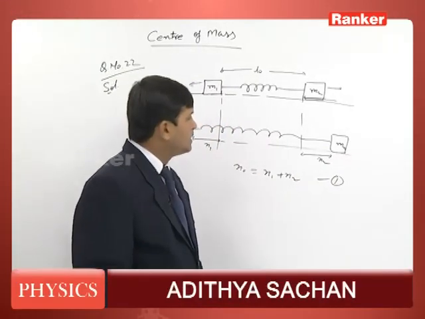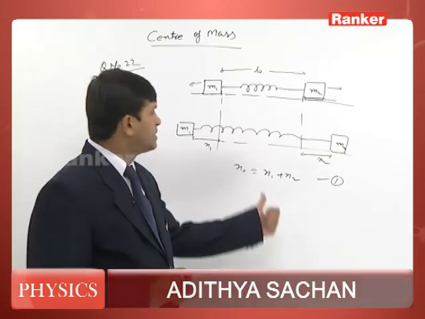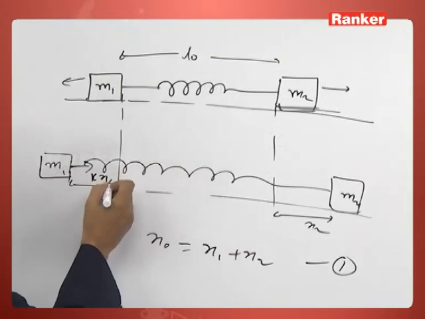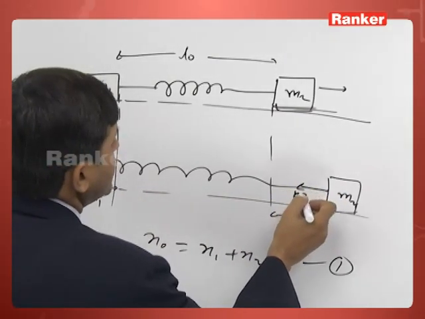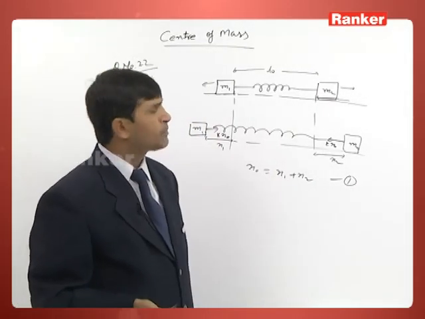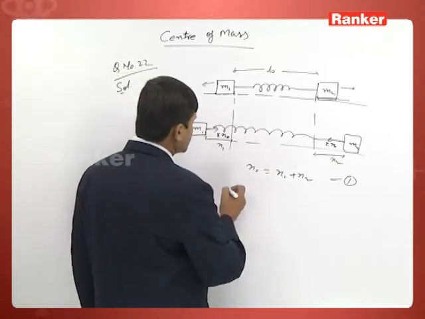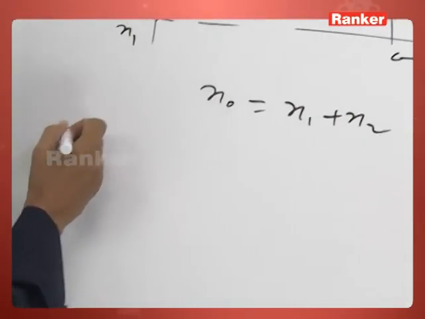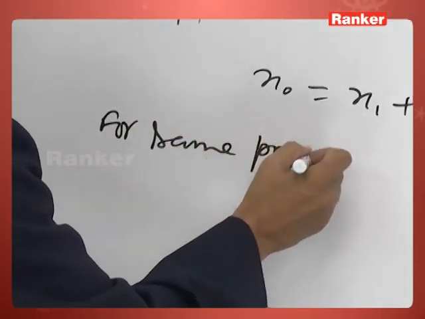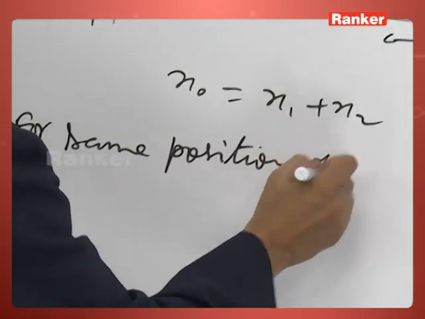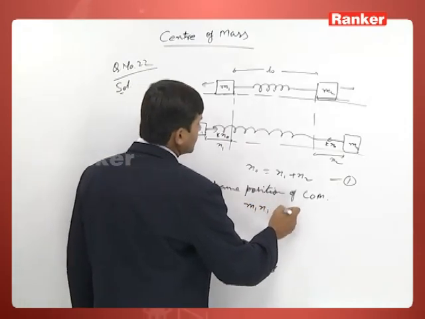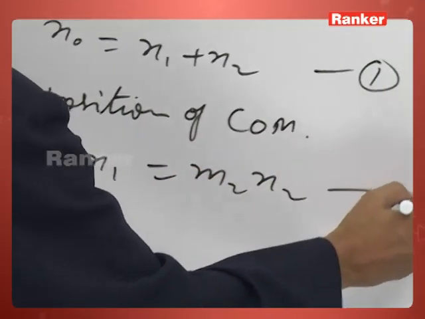Since no external force is acting on the system, whatever force is here, kx0, the same force is on the other block, kx0. The external force on the system is 0, so the center of mass will remain the same. So for the same position of center of mass, m1 x1 must be equal to m2 x2.